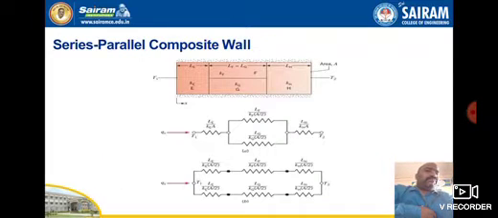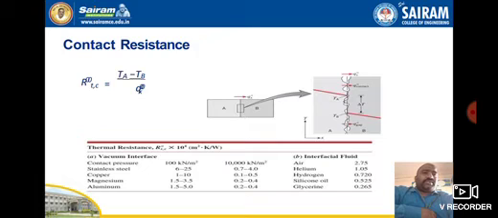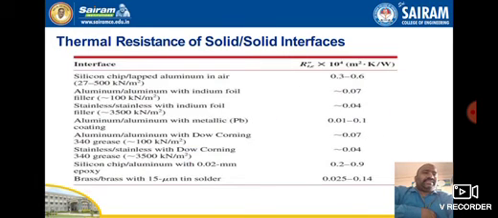These are the thermal resistances throughout the heat transfer. So this is the series and parallel composite wall. If the walls are arranged like an electrical system in series, you can add the thermal resistances, like R1 plus R2. If they are arranged in parallel, you have to take 1 by R1 plus 1 by R2. Here are some examples of electrical circuits equivalent to the thermal circuits. The next concept we will discuss in the next slide.